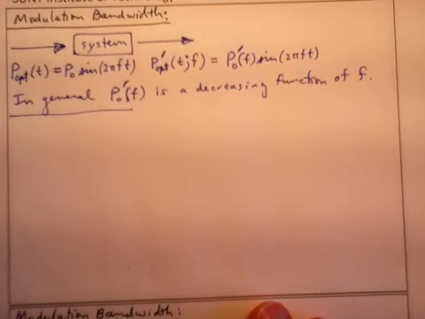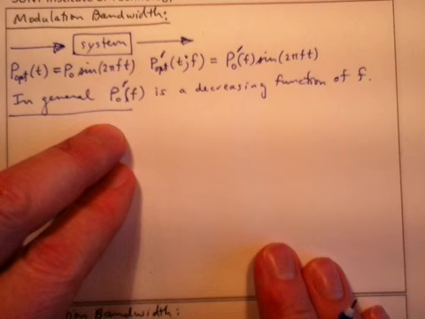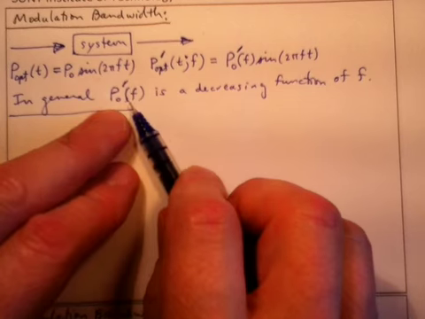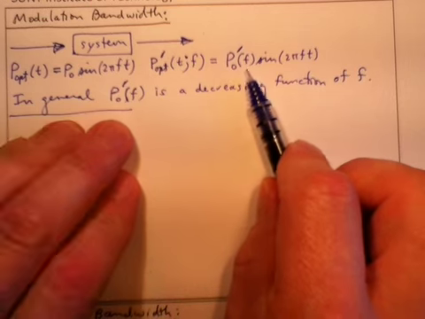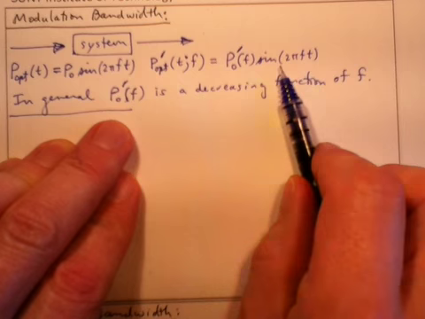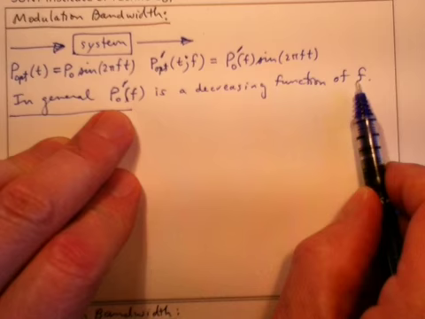Okay, I'm going to pick up where I left off last time. I showed the spreadsheet, which shows that as the frequency goes up, the average optical power of a modulated light wave goes down as the frequency increases.